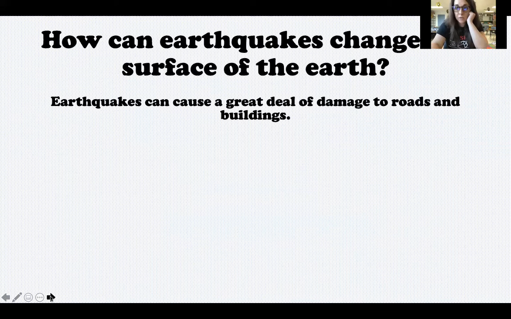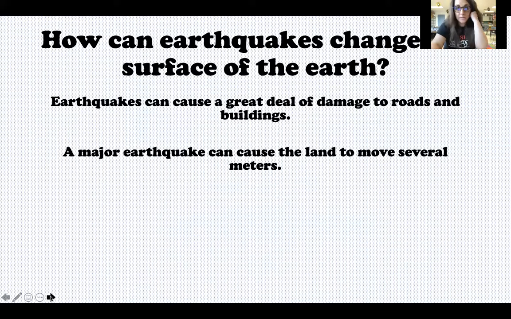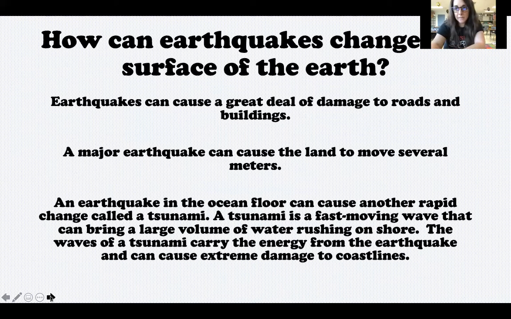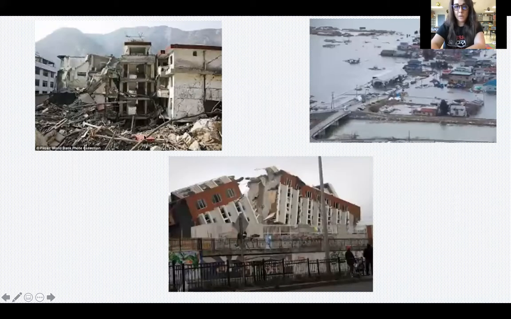Earthquakes can cause a lot of damage to roads and buildings. Earthquakes can cause the land to move several meters, and an earthquake on the ocean floor can cause another rapid change called a tsunami, which is a fast-moving wave that can bring a large volume of water rushing on shore. And then we looked at these pictures of damage that has been caused to structures from earthquakes. And then we looked at this picture of flooding that was caused by a tsunami that was caused by an earthquake happening under the ocean floor.